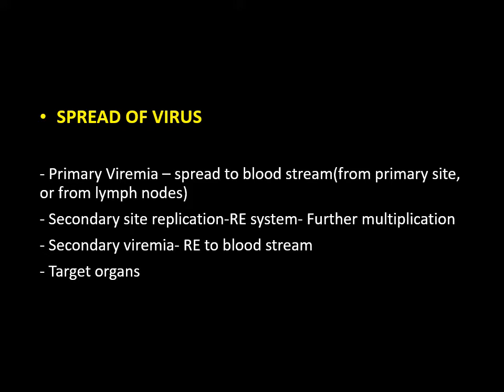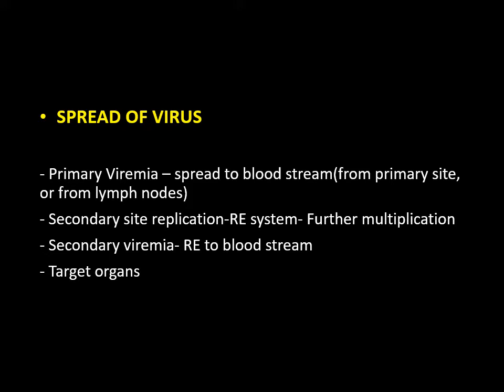After that, from the blood, now the virus will move to the secondary site of replication. So primary replication happened locally, where its entry happened, then it came to the blood, then it goes to the secondary site of replication. These are the reticuloendothelial system.